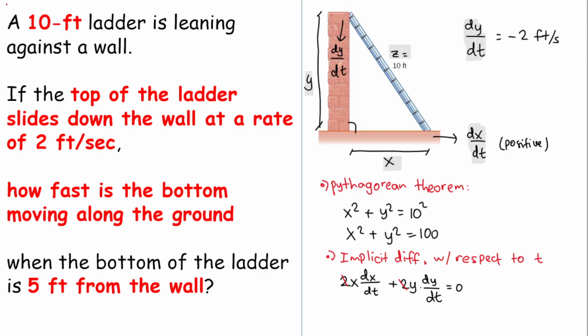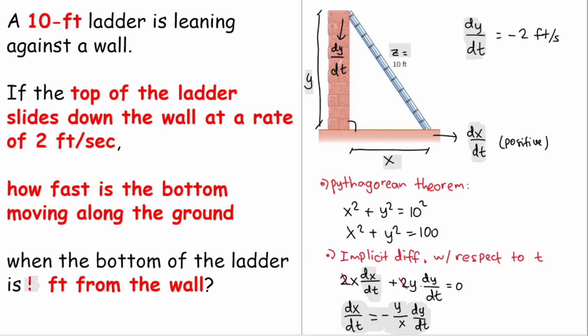Good, and all that we need to do is isolate this dx/dt. So we will have dx/dt, and that will equal, I think, minus y over x, multiplied by dy/dt. Good. And that is the equation that we need to save here to find dx/dt. Now the case is when the ladder is 5 feet from the wall. Okay, let's clean this up.